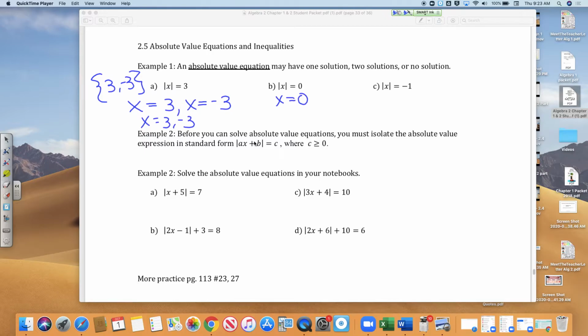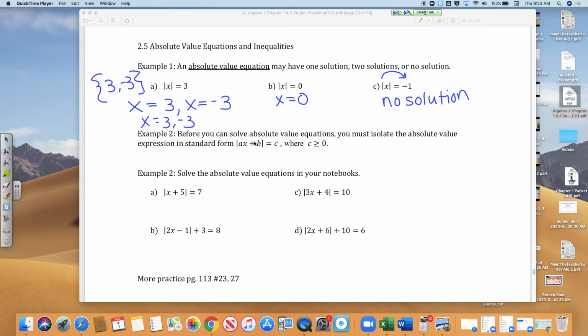Notice A had 2 solutions, B has 1 solution, and C says the absolute value of what number is equal to a negative 1. Well, remember, absolute values always equal a positive number, because when you take the absolute value of something, it takes it and spits out a positive number because it's representing a distance, and distance is always positive. So you cannot have the absolute value ever equal to a negative. This is considered no solution.